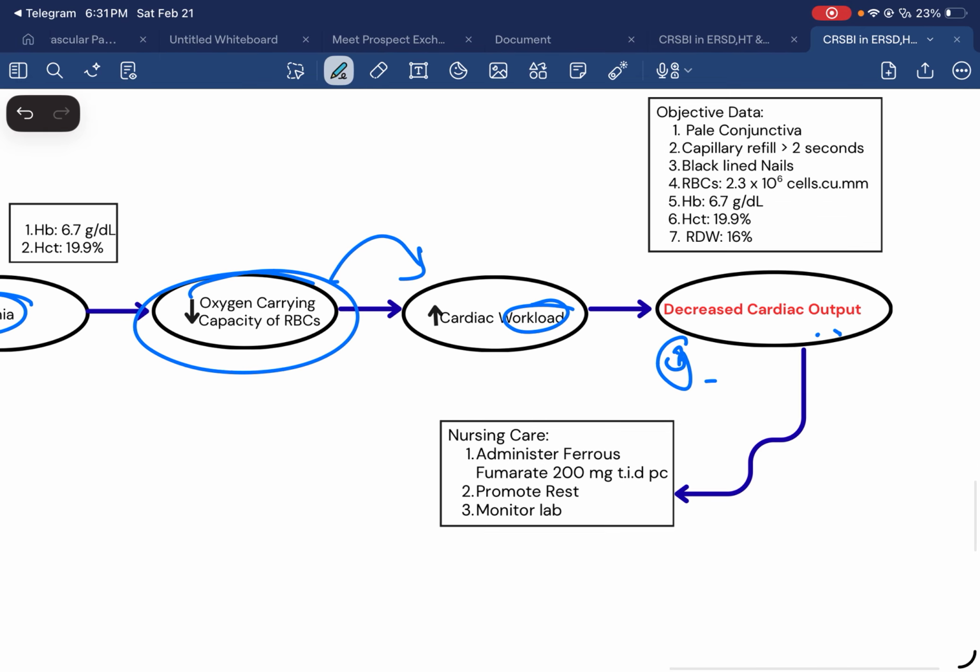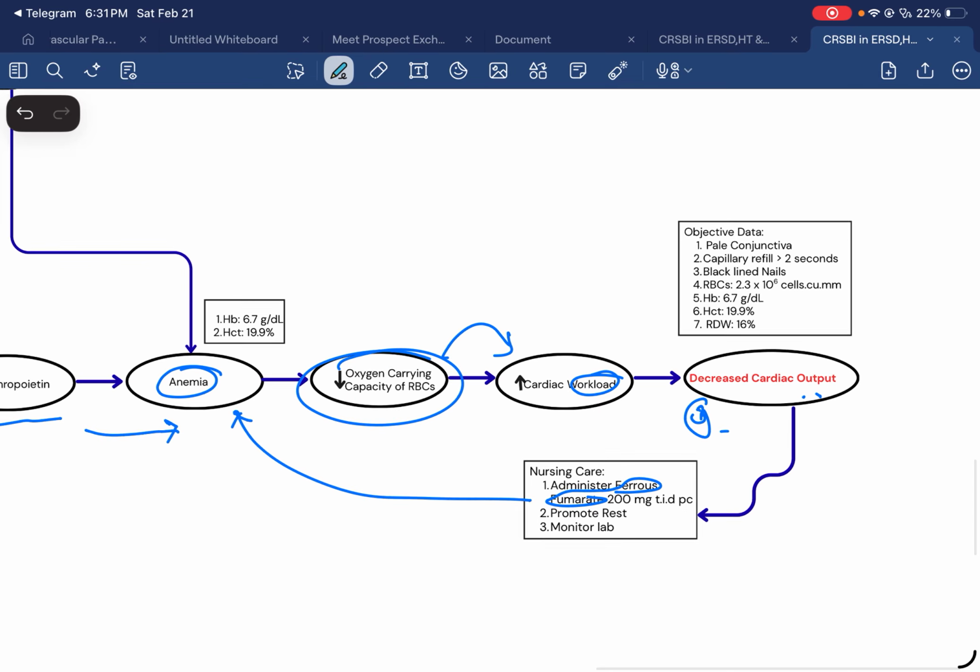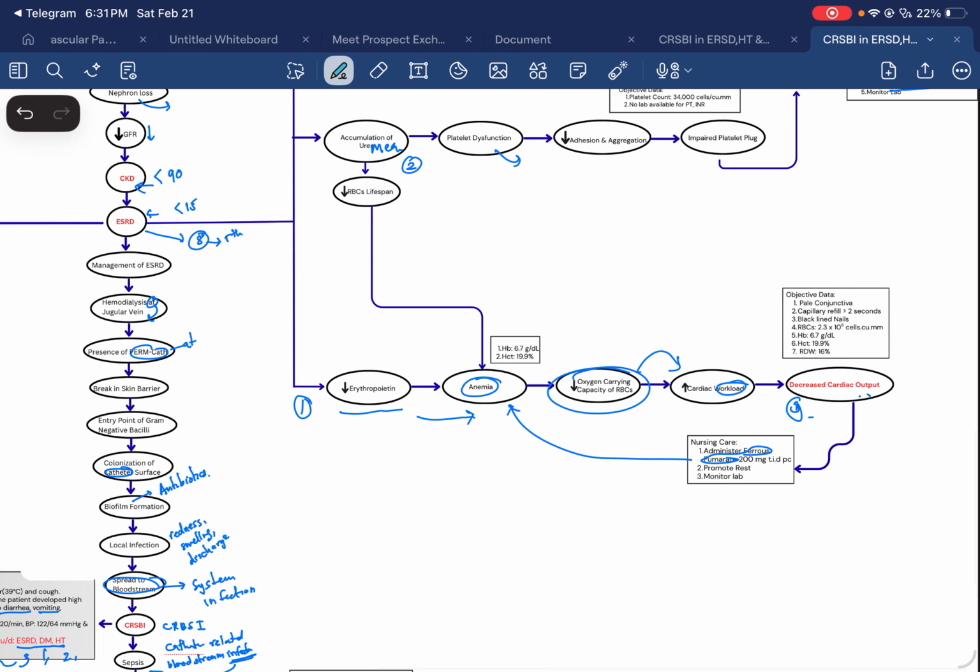So therefore we need to administer ferrous fumarate to correct the anemia first, and we need to promote rest and monitor labs.